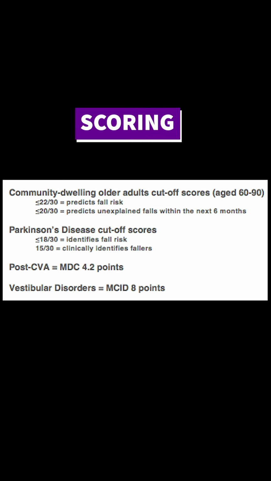According to the SRA lab, the cutoff score for predicting fall risk in community-dwelling older adults aged 60 to 90 is less than or equal to 22 out of 30. A score of less than or equal to 20 out of 30 predicts unexplained falls within the next 6 months for the same population. The cutoff score for identifying fall risk in those with Parkinson's disease is less than or equal to 18 out of 30, and 15 out of 30 for clinically identifying fallers. The MDC for those post-stroke is 4.2 points, and the MCID for those with vestibular disorders is 8 points.